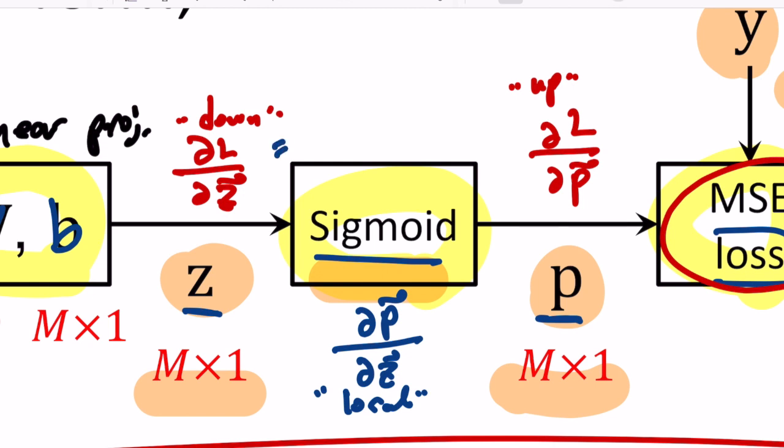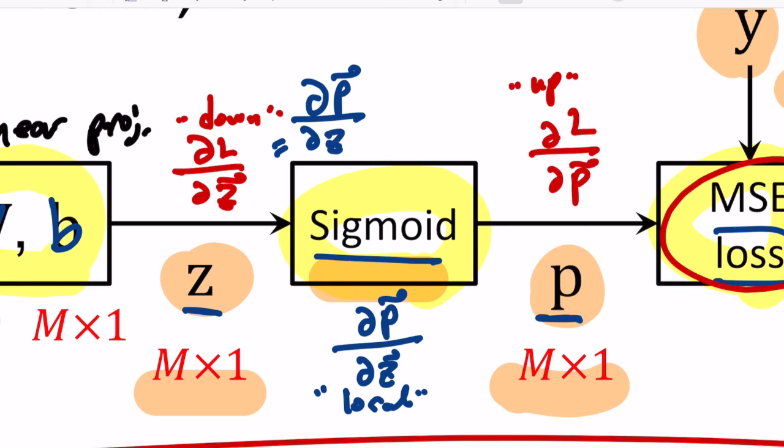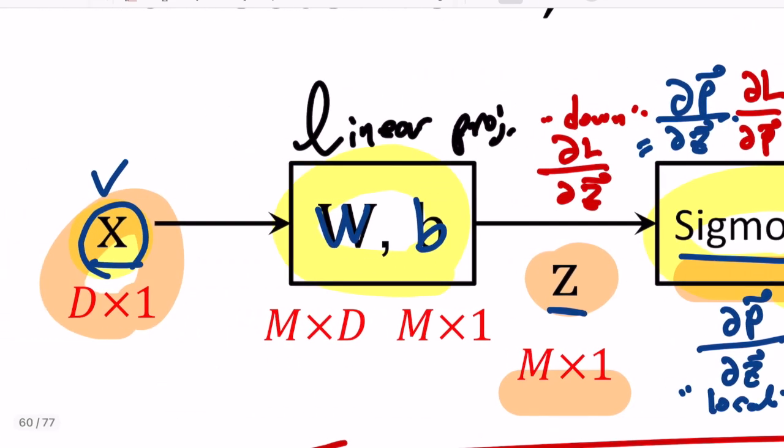Our downstream gradient can be just like a local gradient times the upstream gradient, right? So this is just the backpropagation. After that, this one is going to be the new upstream gradient, right?